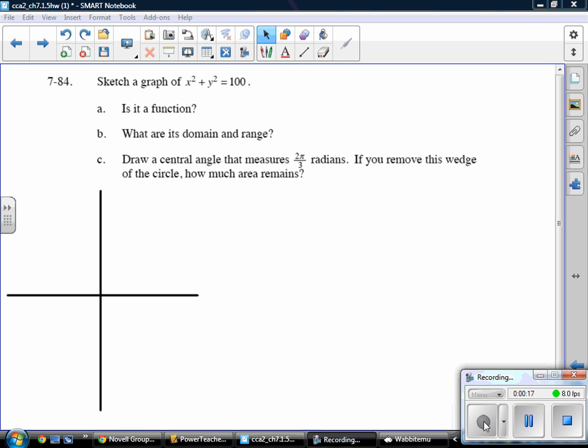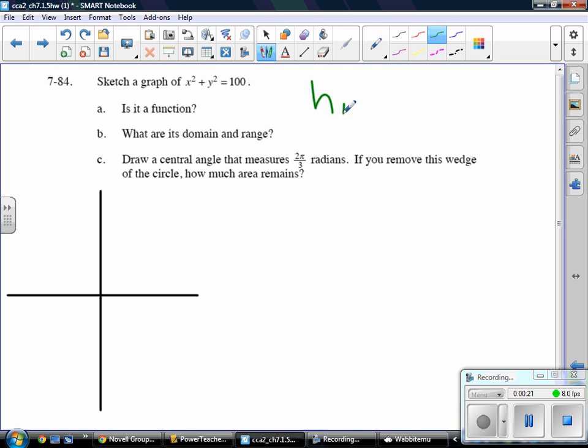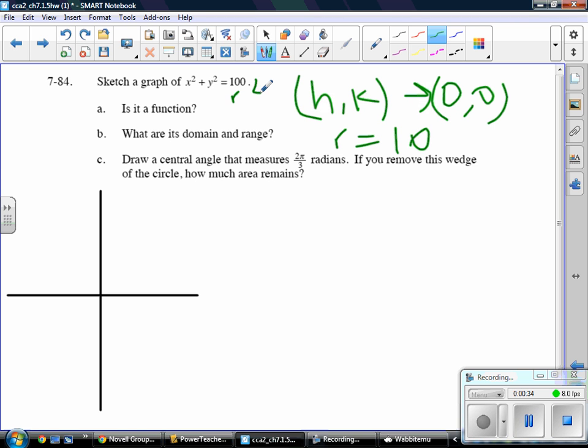So we know it is shifted left or right. The h and k values are 0, 0. So the center of our circle is going to be 0, 0. And I know my radius is going to be 10 because this equals r squared. So r squared is 100, so r is just 10.